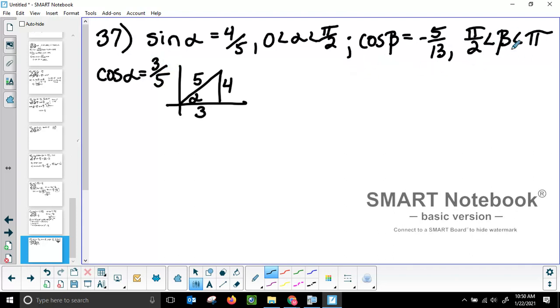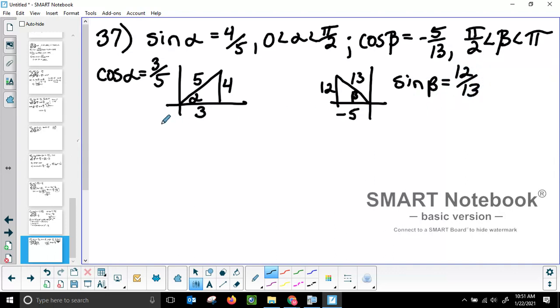I can do the same thing over here between pi/2 and pi. I know that I'm in the second quadrant. And cosine is adjacent over hypotenuse. This is a 5, 12, 13. So I know that sine of beta is going to be 12/13. So that's the preliminary work. Now we can actually do the stuff.